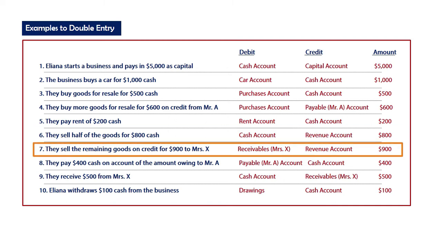Seventh example, they sell the remaining goods on credit for $900 to Mrs. X. As I said earlier, when there is a credit transaction involved, we have to take note of the person. So now, the transaction is going to be between a revenue and a receivable account.